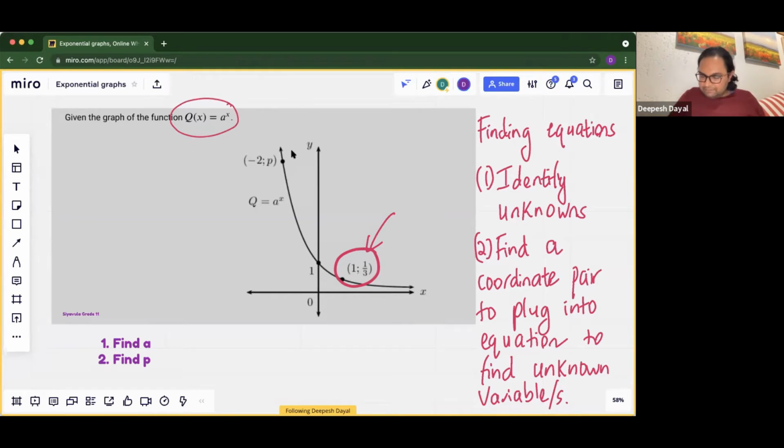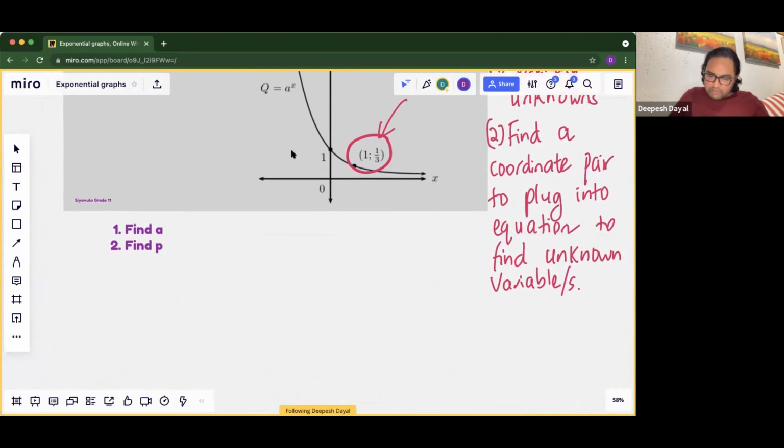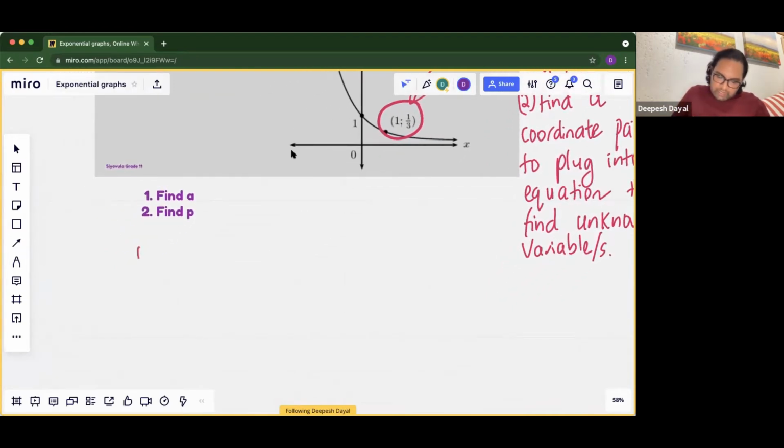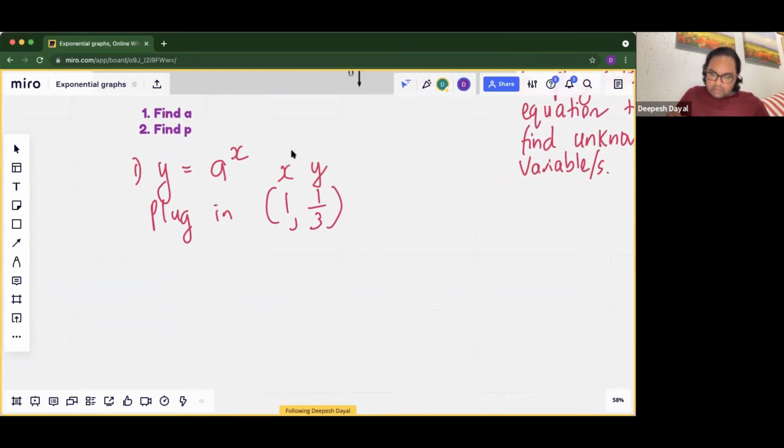So let's plug it in. Let me move this up. So I'm going to plug it into the equation. What was our equation? Our equation was y equals a to the power x. And we're going to plug in 1 and a third into that, right? So the x is 1 and the y is a third, right? So in the place of y, I'm going to say a third equals a to the power 1.